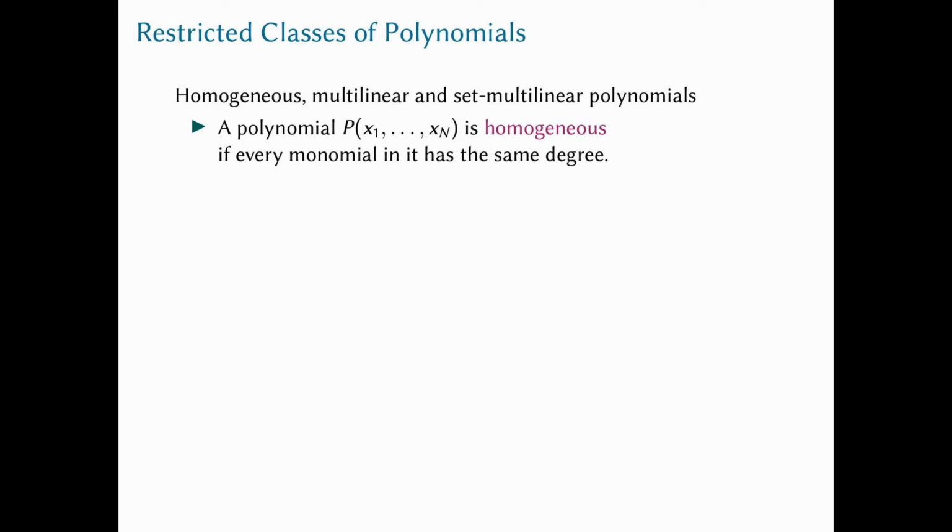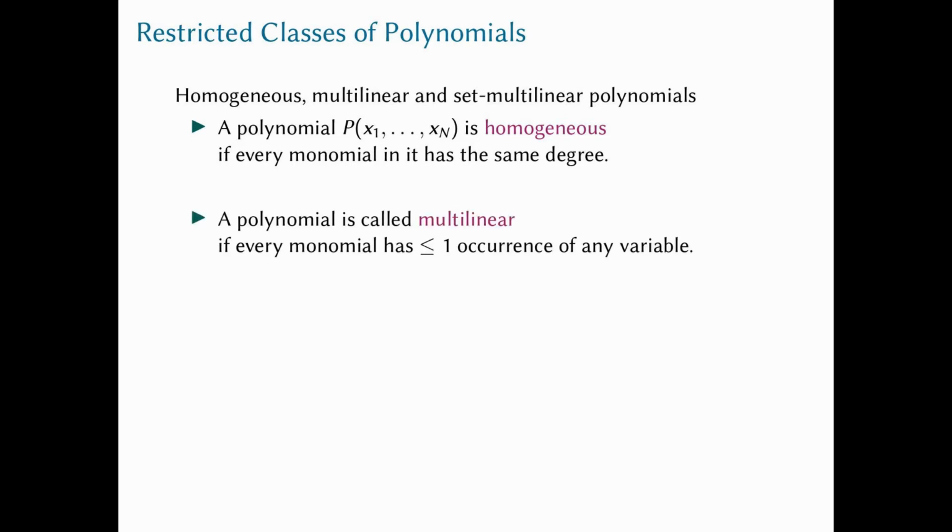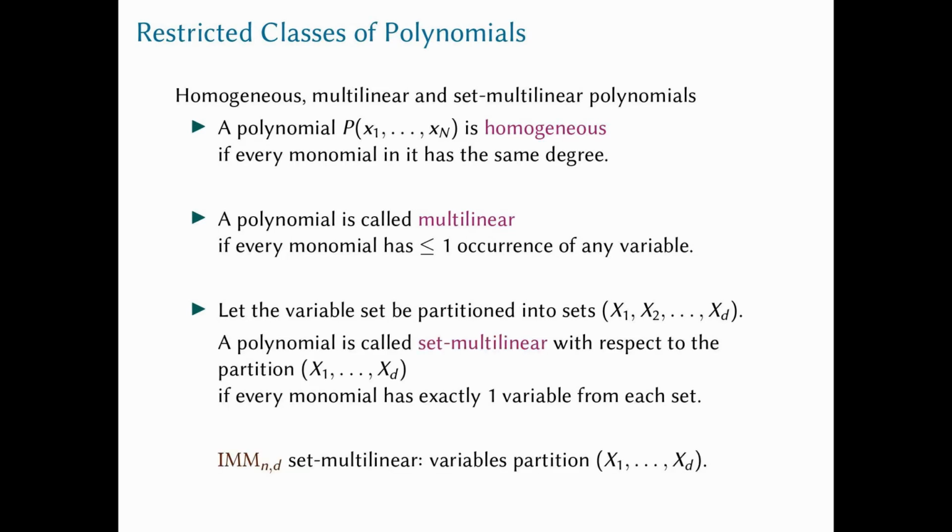That is probably something everyone knows. It means that every monomial has the same degree. A polynomial will be called multilinear if every monomial has degree at most 1 in each variable. Finally, the main restriction we consider is set multilinear polynomials. If we have a partition of the variables into sets x1, x2, until xd, a polynomial is called set multilinear if each monomial is of the form one variable from x1 times one variable from x2 times one variable from x3, and so on until one variable from xd.